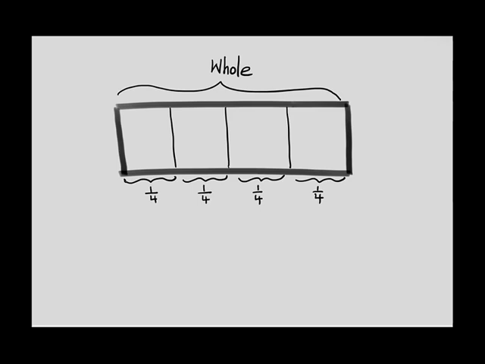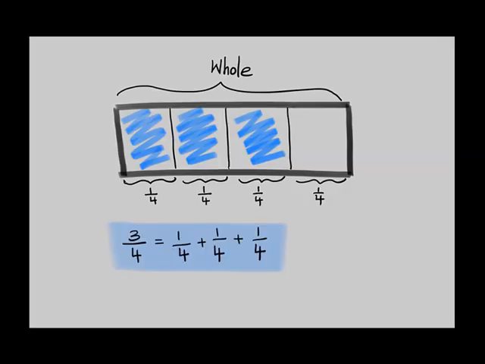So this is a fraction. 4 quarters. This is a quarter, a quarter, a quarter, and 1 quarter. So if you have 4 quarters, it becomes a whole.